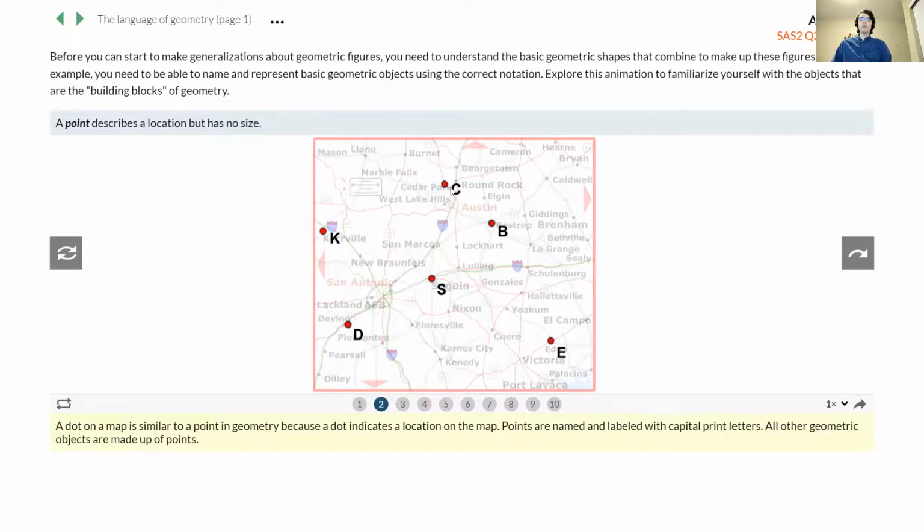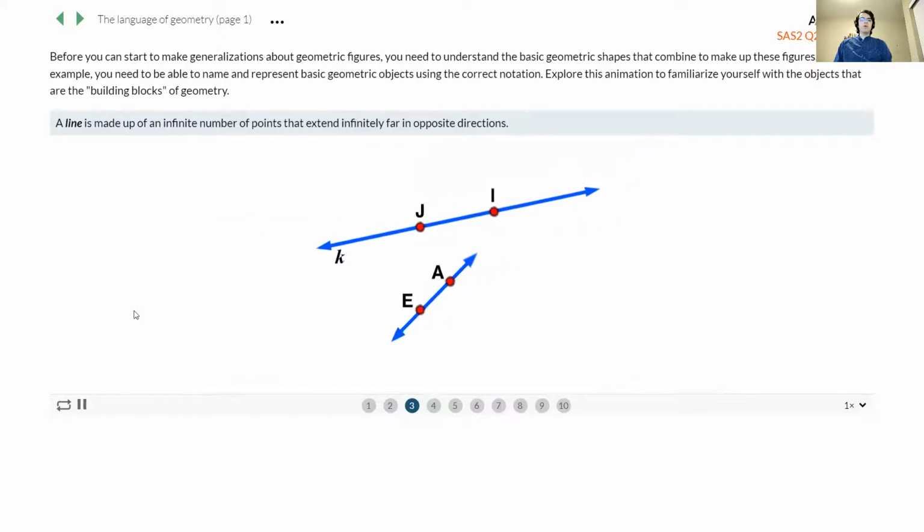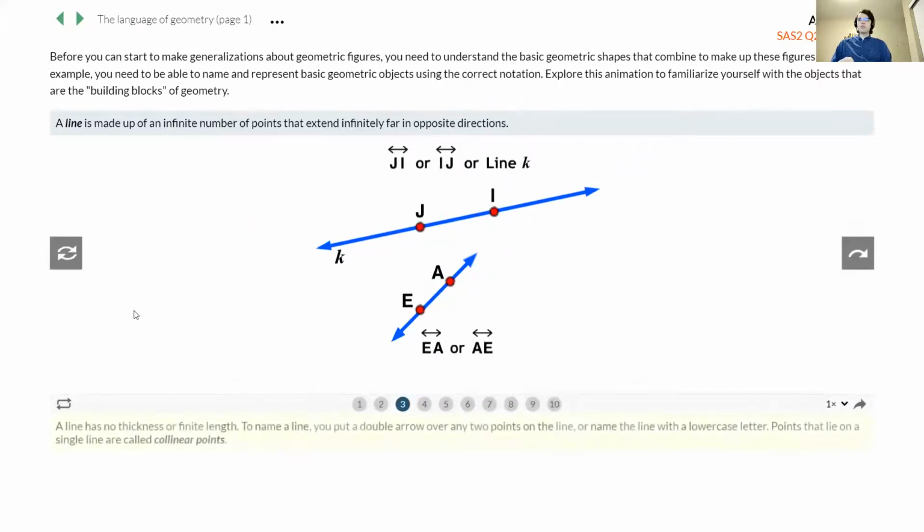Now, if points are like places on a map, then lines are kind of like roads on a map. Lines are an infinite number of points that extend infinitely far in opposite directions, right? So it's like if I made all the points on a map for every single second I was driving on a highway, I would basically be drawing a line, right? All those locations put together makes a line.